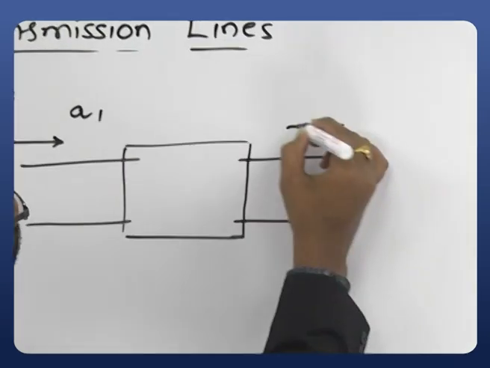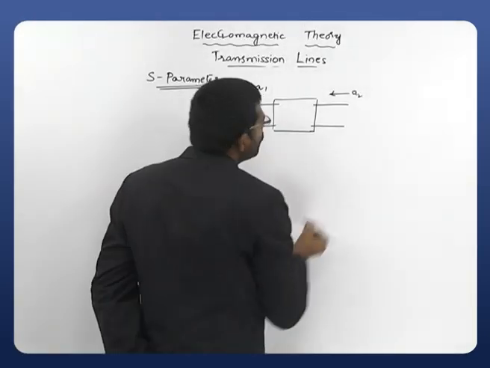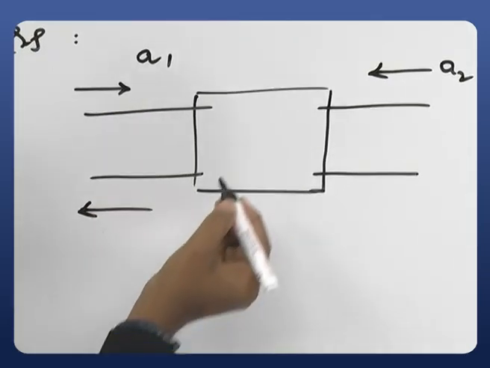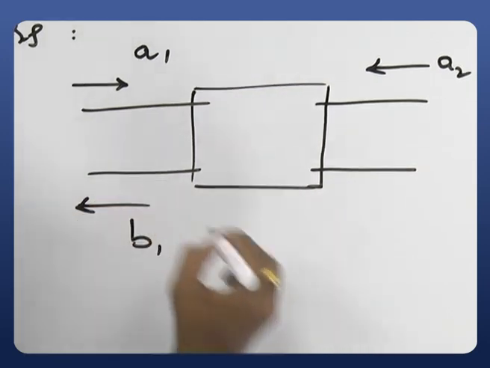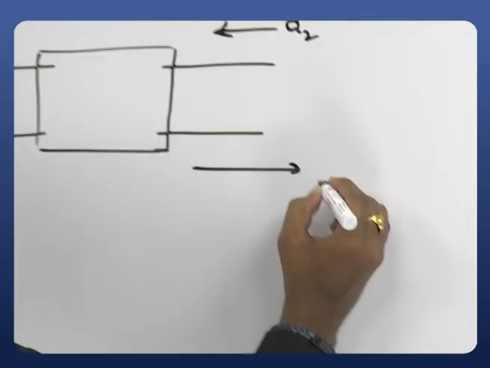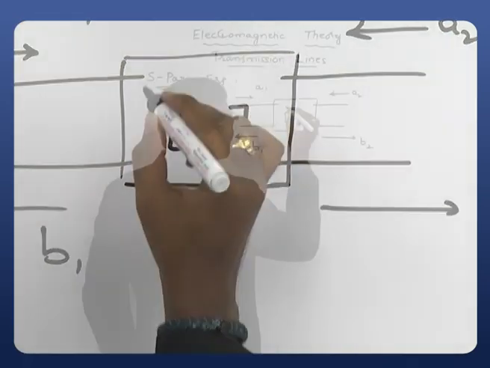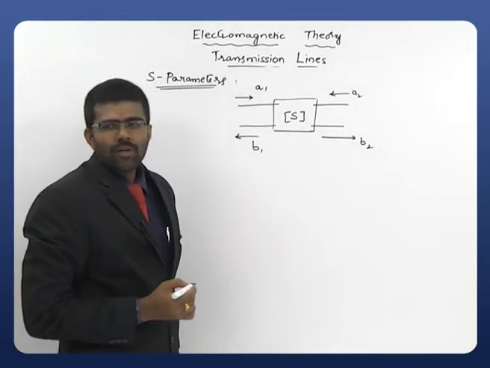And what is the wave which is applied to port 2? A2. And here the reflection or the scattering wave which is coming from port 1 is B1, and the scattered wave which is coming from port 2 is B2. Now this can be characterized with a matrix called the scattering matrix.